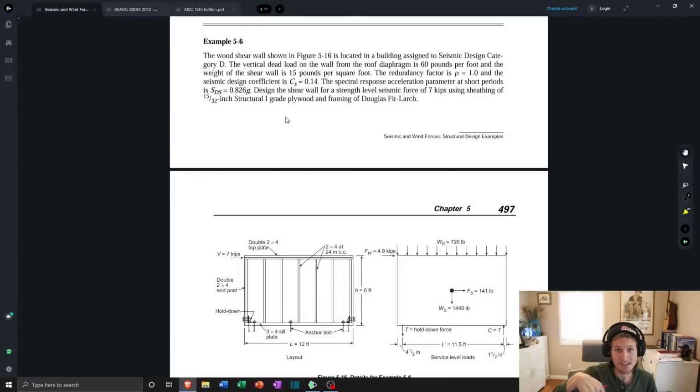The book on my desk that you see up on screen is the SEAOC design manual for wood design. SEAOC is the Structural Engineers Association of California. They have some great design manuals. I have the special design provisions for wind and seismic in front of me for this problem.